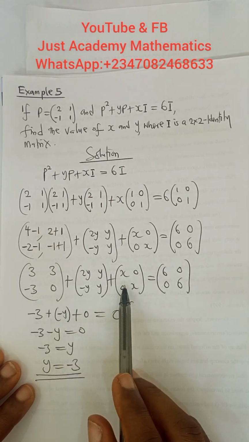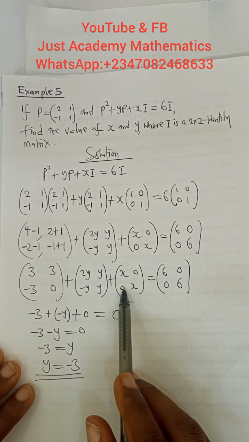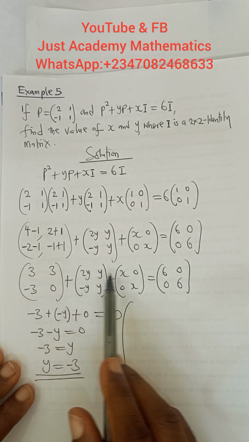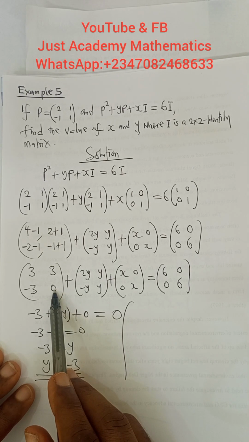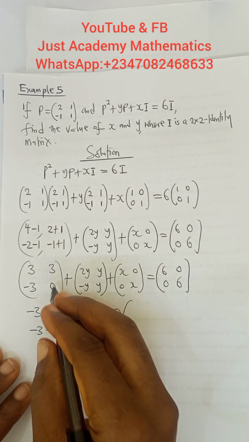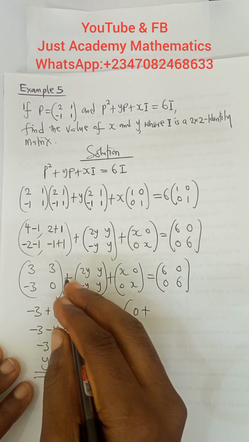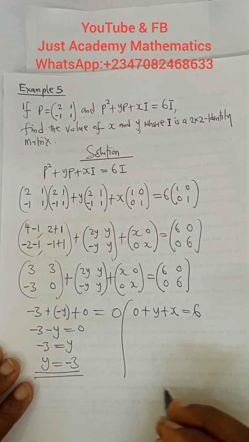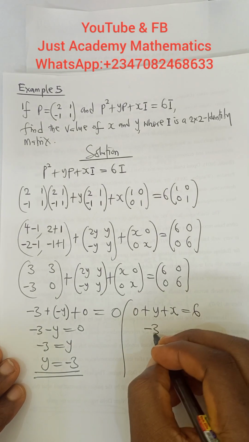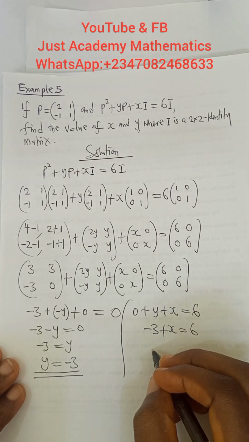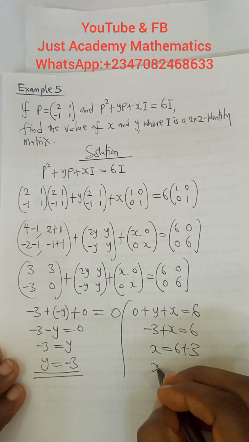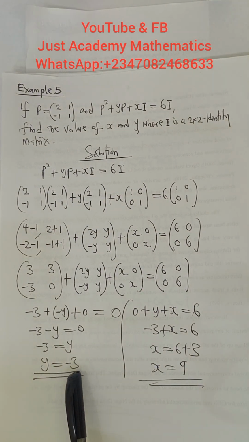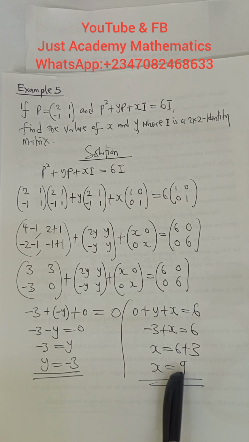How do we find X? We have X here. We can use this now. Anywhere that has X, we can use this first, or we can use this last one here. So we can use this last one, that is 0 plus Y plus X must be equal to 6. Of course, you already know that Y is minus 3. So you have that minus 3 plus X is equal to what? 6. So you have that X is equal to 6 plus 3. You have that X is equal to 9. So for this equation to be true, X must be 9 and Y must be minus 3.